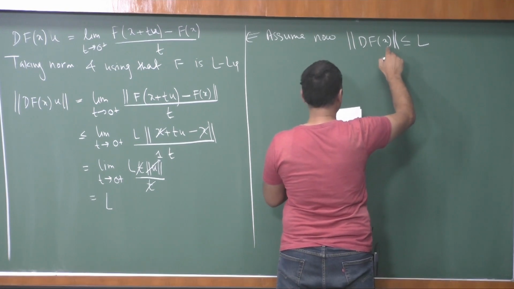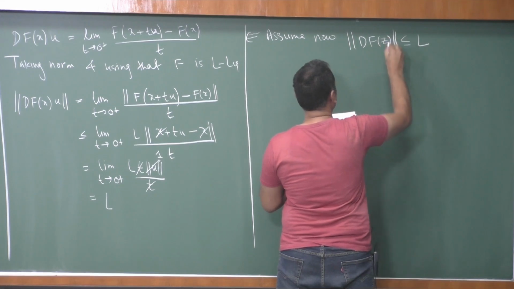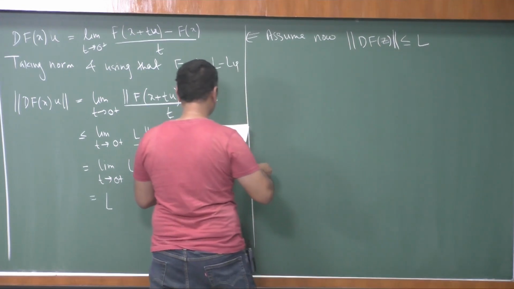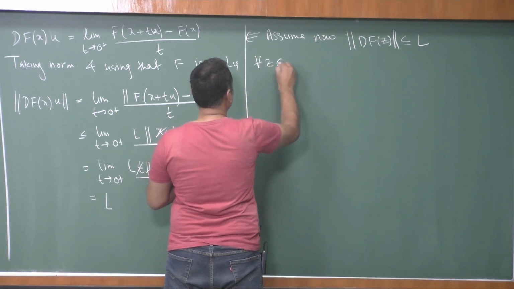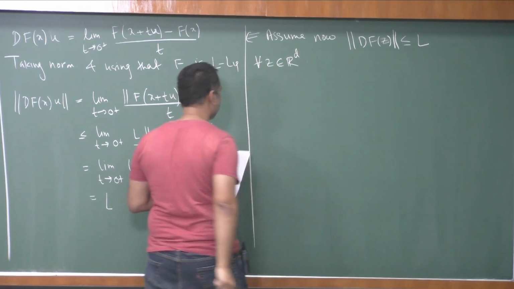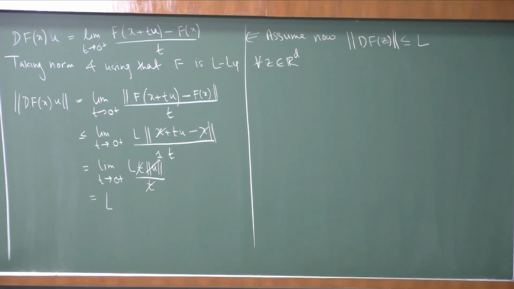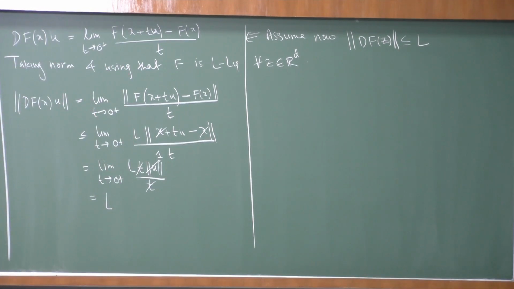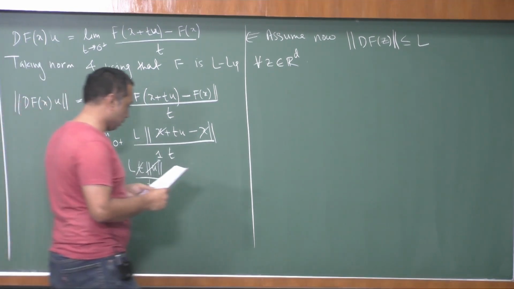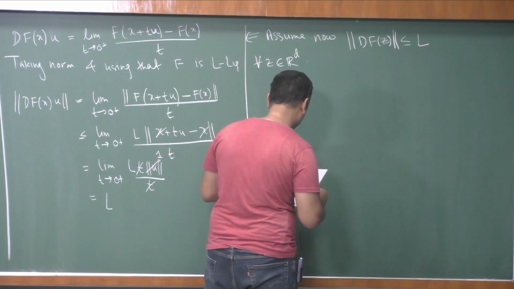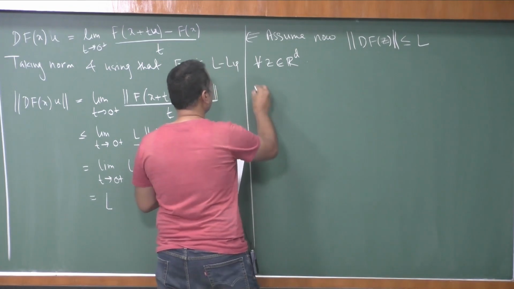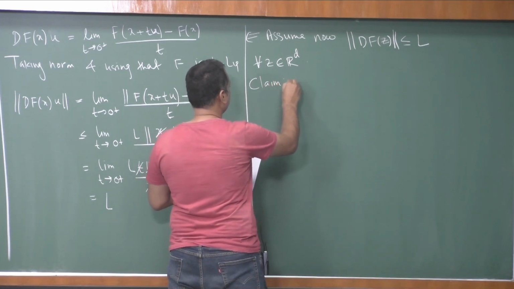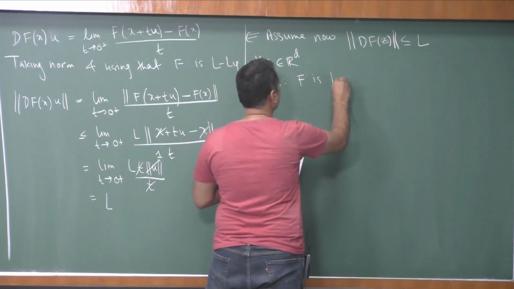Let us change the variable, let us say, to z, for all z in R^d. So now we assume the bound on the gradient of f, and we are supposed to prove this. That's why we choose a z, so that it does not interfere with this x and y. So now we will claim that f is L-Lipschitz.